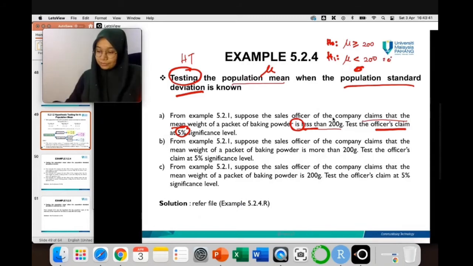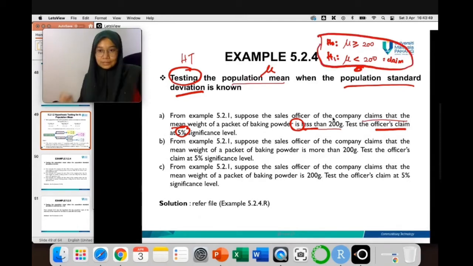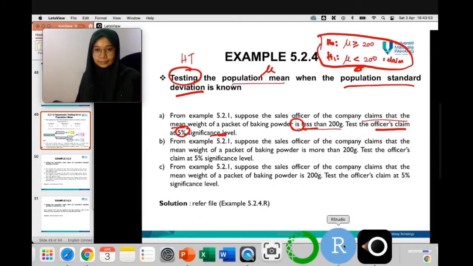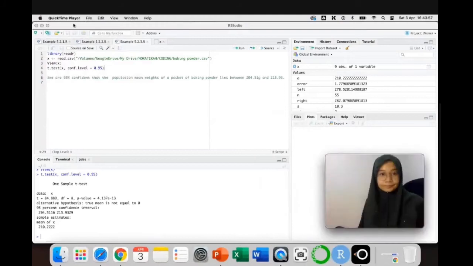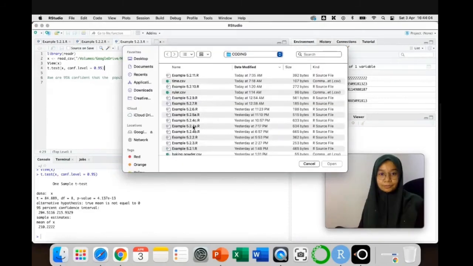So, sini you punya claim. So, dah pandai buat formulation hypothesis. So, ni you punya hypothesis. So, sekarang test. Buat dekat R. 5.2.4.a.